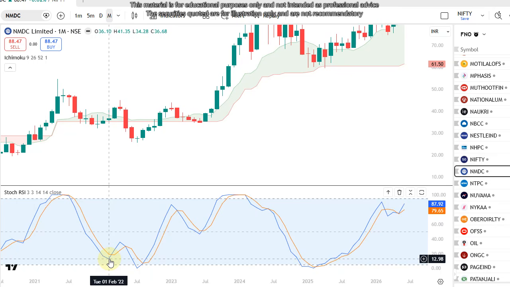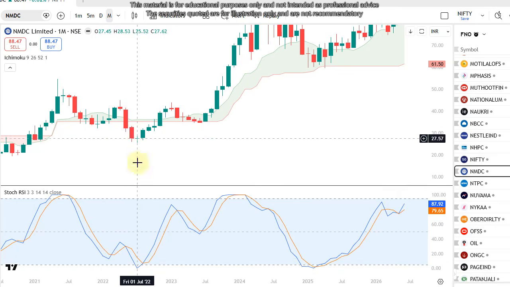So we are waiting. Again see, price is coming down. Here we are getting an exact oversold condition below 5.